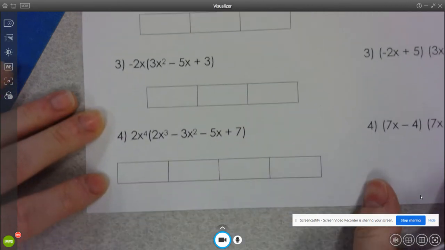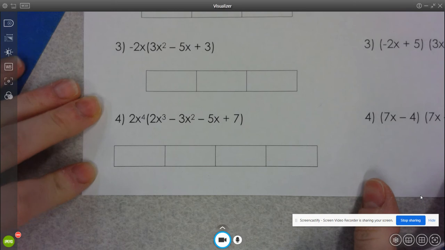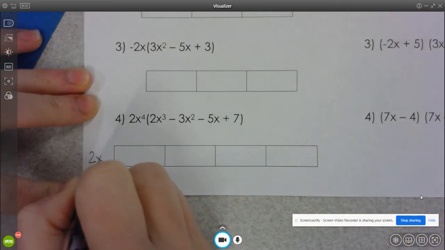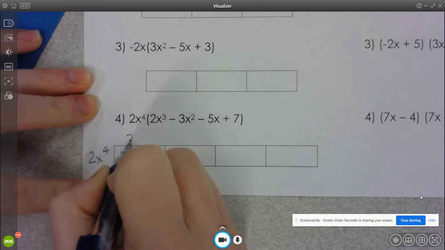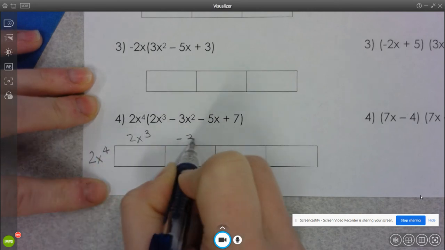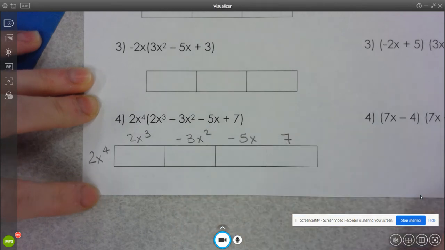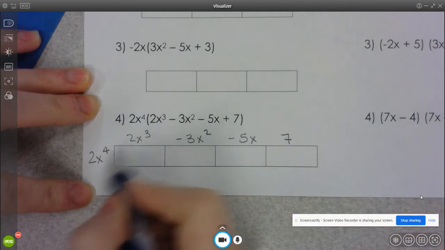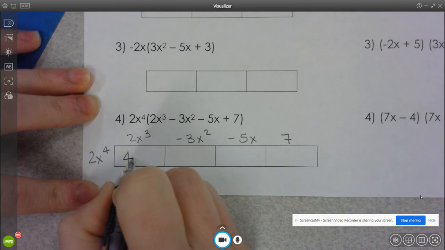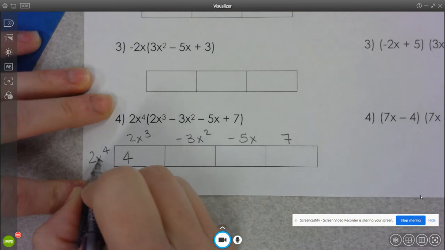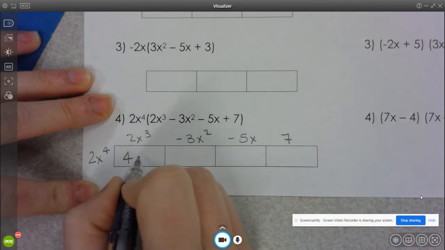Let's go ahead and check out number 4. That one's a little bit more massive. So I'll have 2x to the 4th on the side, and then 2x cubed, negative 3x squared, negative 5x, and 7. So multiplying coefficients here is going to give me 4. x cubed and x to the 4th, remember we're adding our exponents.